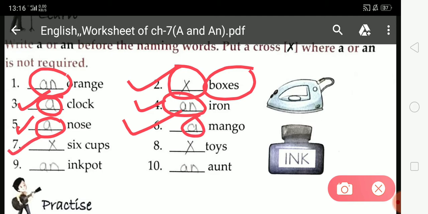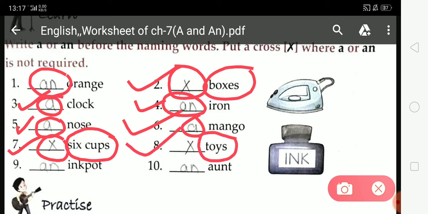Now come on seven, six cups. Six cups means there is more than one cup, and we can use a and an for only one thing, one person. So we cannot use a or an before six cups. So student, you have to cross, and here cross is already done.